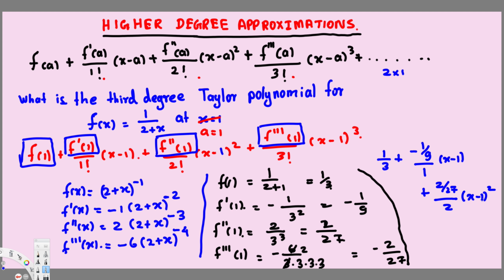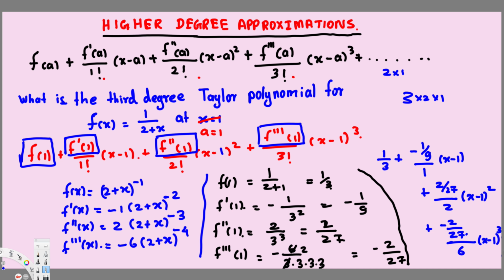x minus 1 square plus we have f triple prime 1. We found out that it's negative 2 over 27. So this is going to be negative 2 over 27, and 3 factorial is going to be 3 times 2 times 1. That's going to be 6. So we have to write 6 in the denominator, then x minus 1 cube.